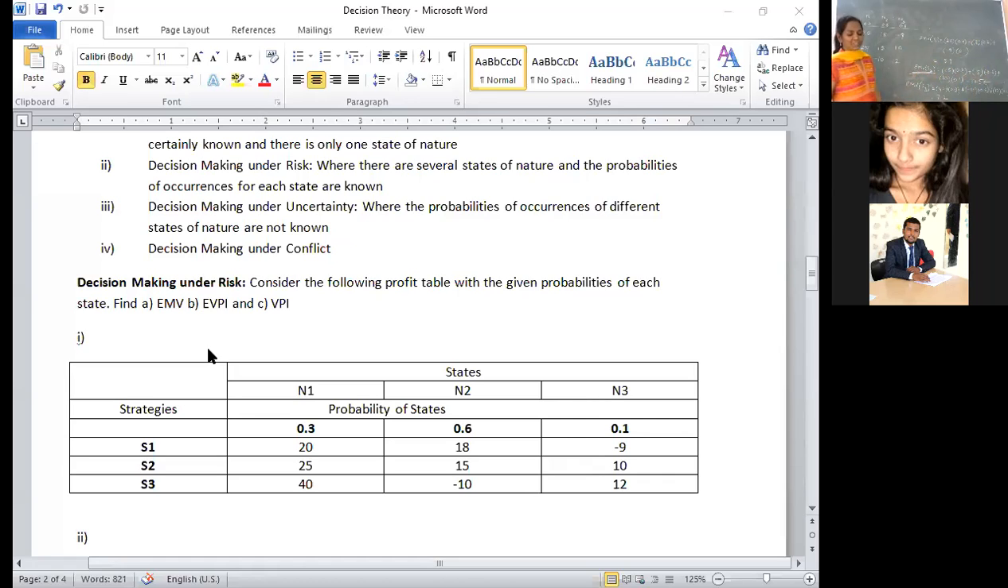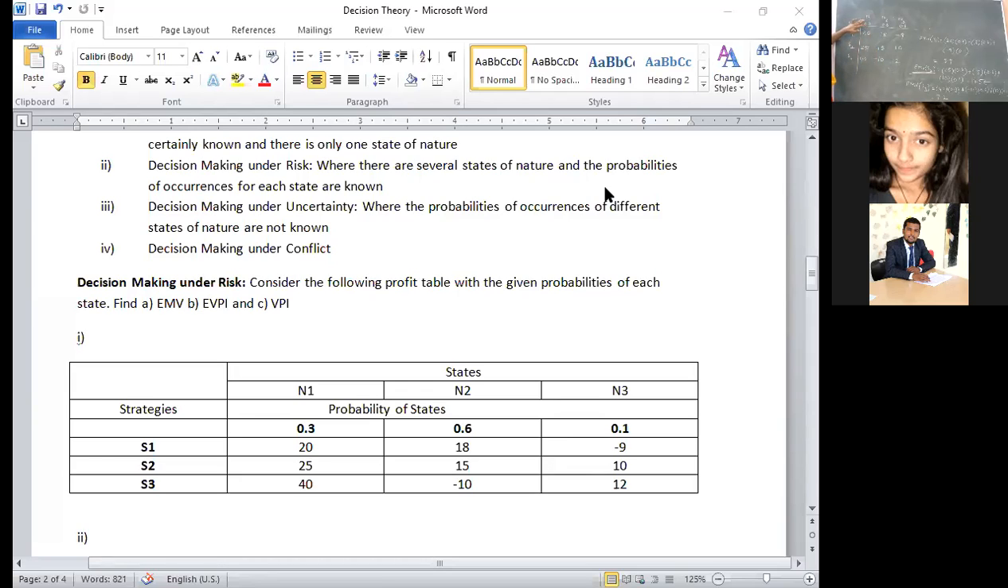Any query? Ashish, clear? Pavan, clear? Clear, ma'am. Yes, ma'am. Simplest, entire decision science, 5th chapter is the simplest one.